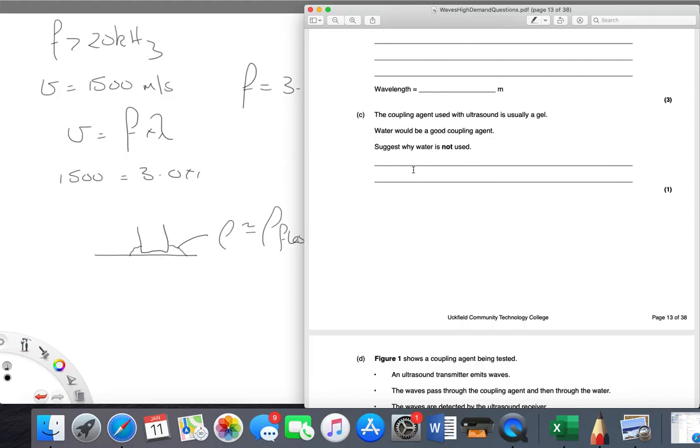Why wouldn't you use water? Well, the water wouldn't sit there, would it? It will run off. If you imagine the pregnant abdomen, the water is just going to run off that. So the gel is a far better idea. And if you've ever seen this being done, you know they use gel. So that's why you don't use water.